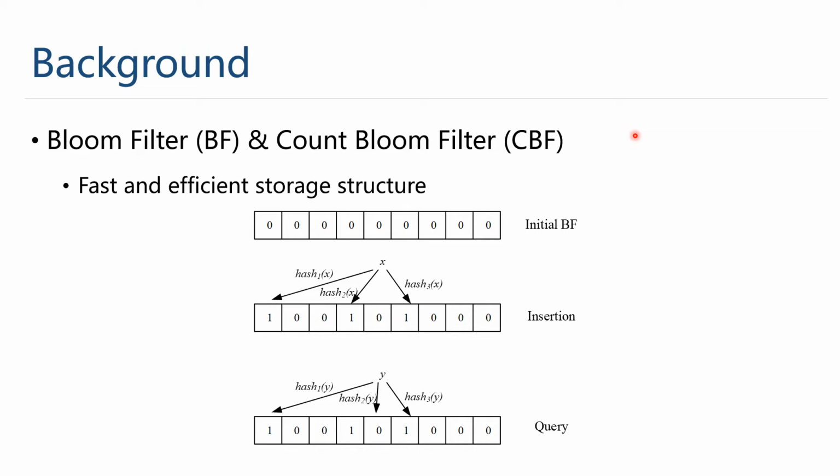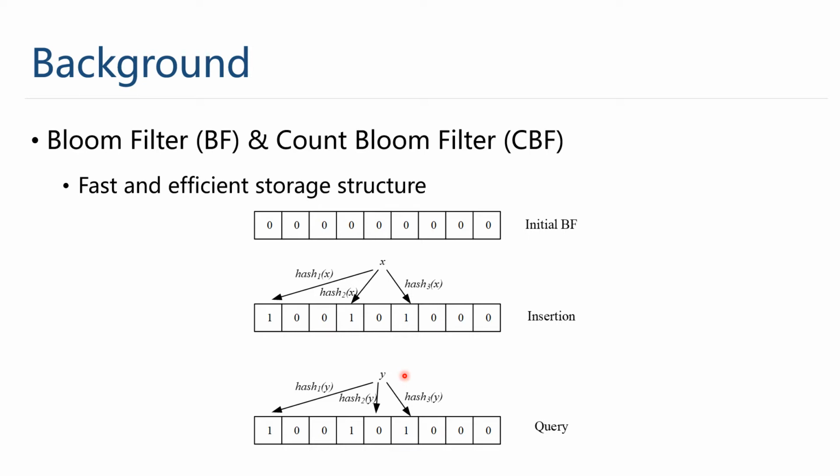CBF is an improvement of bloom filter, both are efficient storage structures. In the initial state, BF is an n-bit array and each bit is set to 0. When inserting elements into BF, the element is processed by k hash functions, then mapped to k different bits and sets these bits to 1. When performing a query, the queried element will be processed by hash functions. If the mapped bits are all set to 1, this element has been recorded in BF. As we can see in the figure, this bit isn't set to 1, and this means that the element Y hasn't been recorded in the BF.